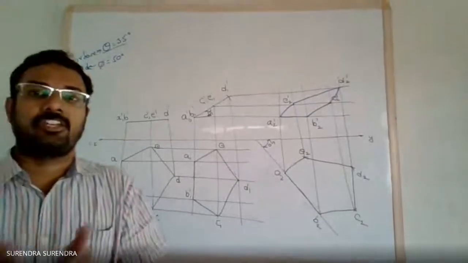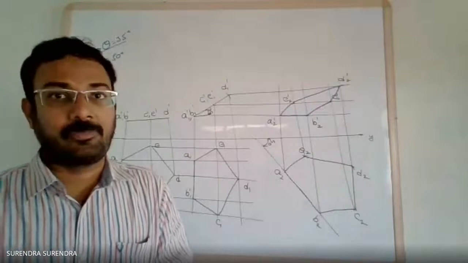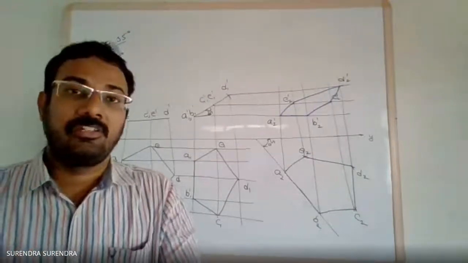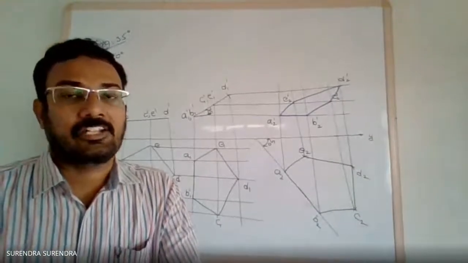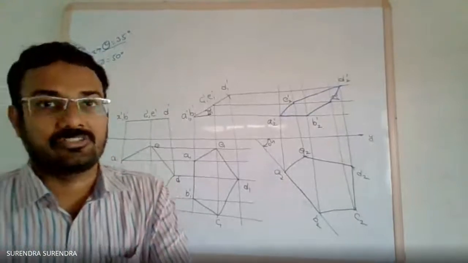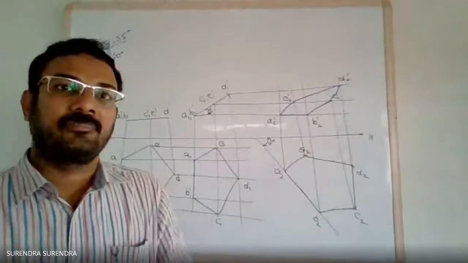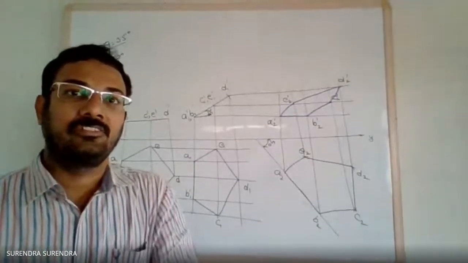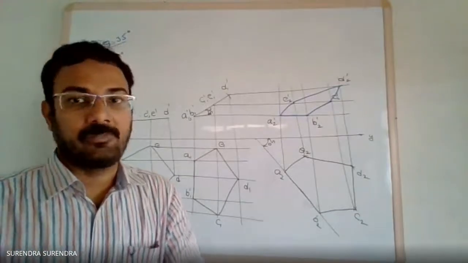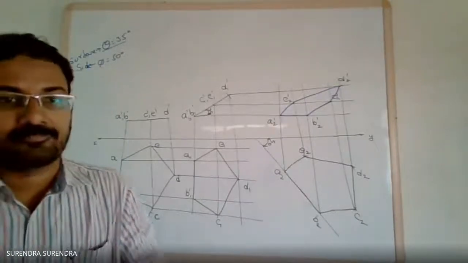So top view representations are always related to the vertical plane, and front view relations are always related to HP. You must remember this concept throughout the drawing syllabus. Starting from points, we are discussing the same concept: HP relations with front view, top view relations with vertical plane. Now let us move on to the next problem.